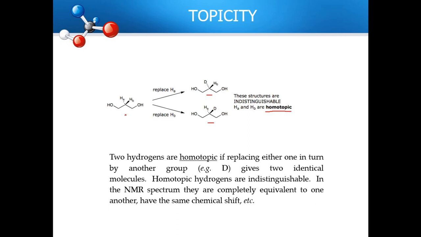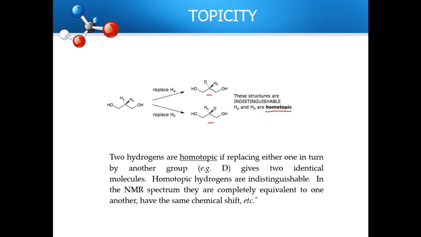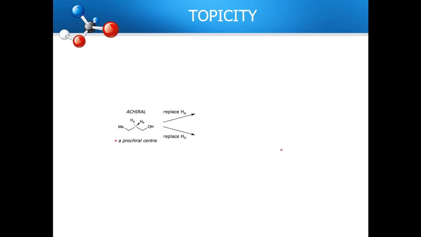Two hydrogens are homotopic if replacing either one in turn by another group gives two identical molecules. Homotopic hydrogens are indistinguishable in the NMR spectrum. They are completely equivalent to one another, and they have the same chemical shift. Let us take this particular molecule. So this molecule has a prochiral center, but it is achiral.